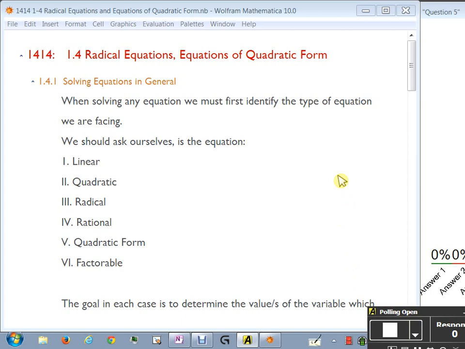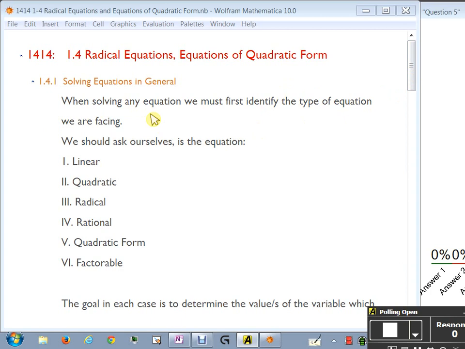We are going to be looking at 1.4, radical equations and equations of quadratic form. And I have this broken up. Notice it's 1.4 out of the book. 1.4.1 means this is the first note out of this section. The next one will be 1.4.2, which means it's the second note out of the section. That way, if you're ever studying with someone or you're on the phone with someone in the class and you want to say, hey, go look at note 1.4.3, that's where he explained it, it's easy to reference, okay?